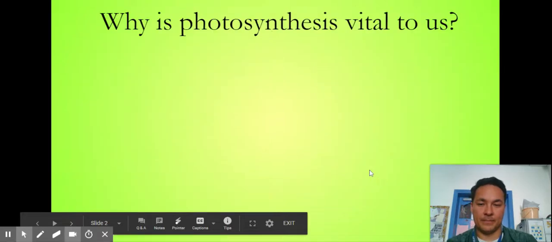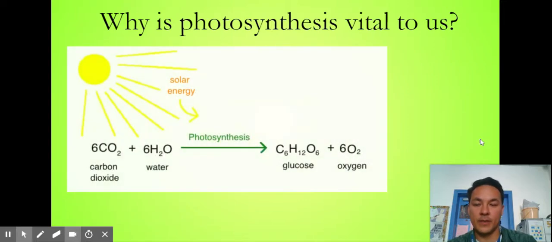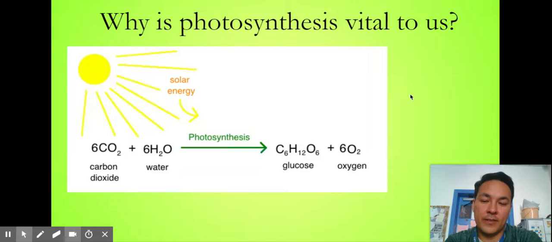So let's jump in. Why is photosynthesis vital to us? So hopefully you can come up with the photosynthesis equation, right? Autotrophs, so some bacteria and plants, can take carbon dioxide and water and energy from sunlight, or maybe from hydrothermal vents, and they're able to turn that into glucose and oxygen. That glucose they can then break down themselves in the process of cellular respiration to make ATP for themselves.